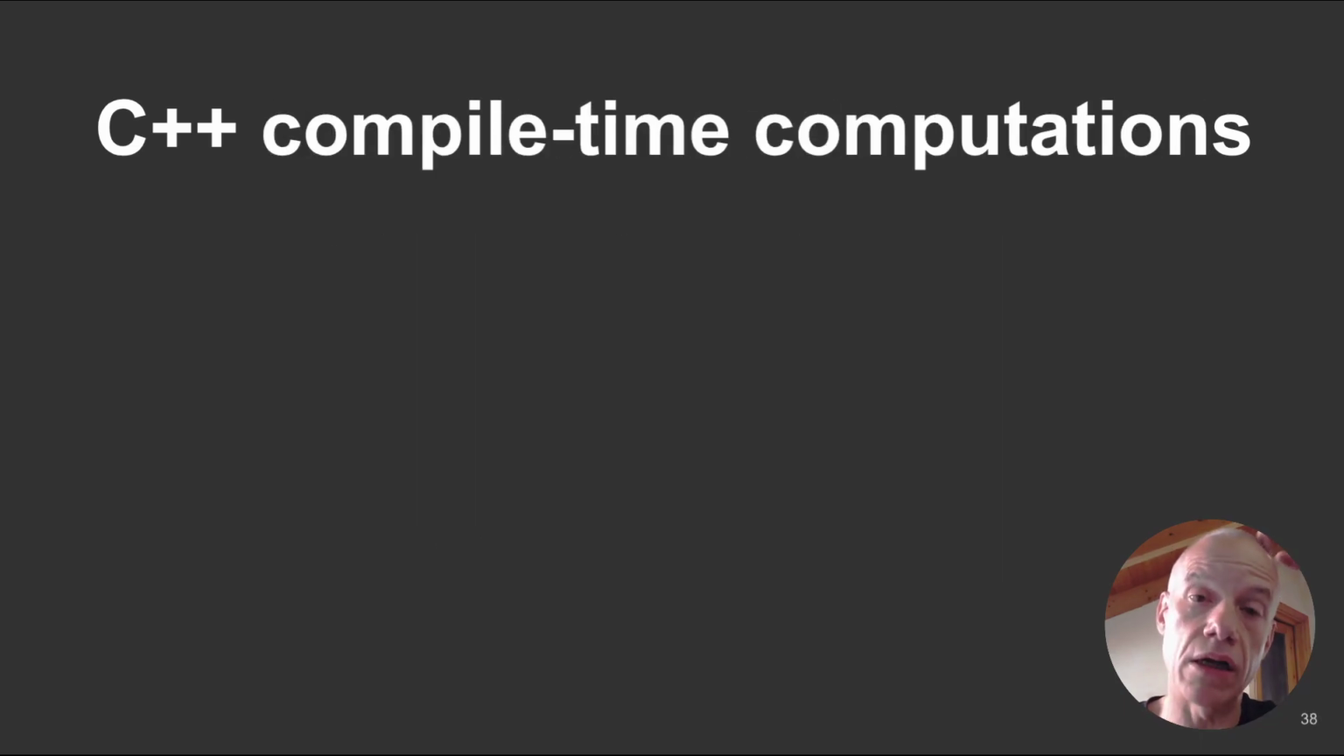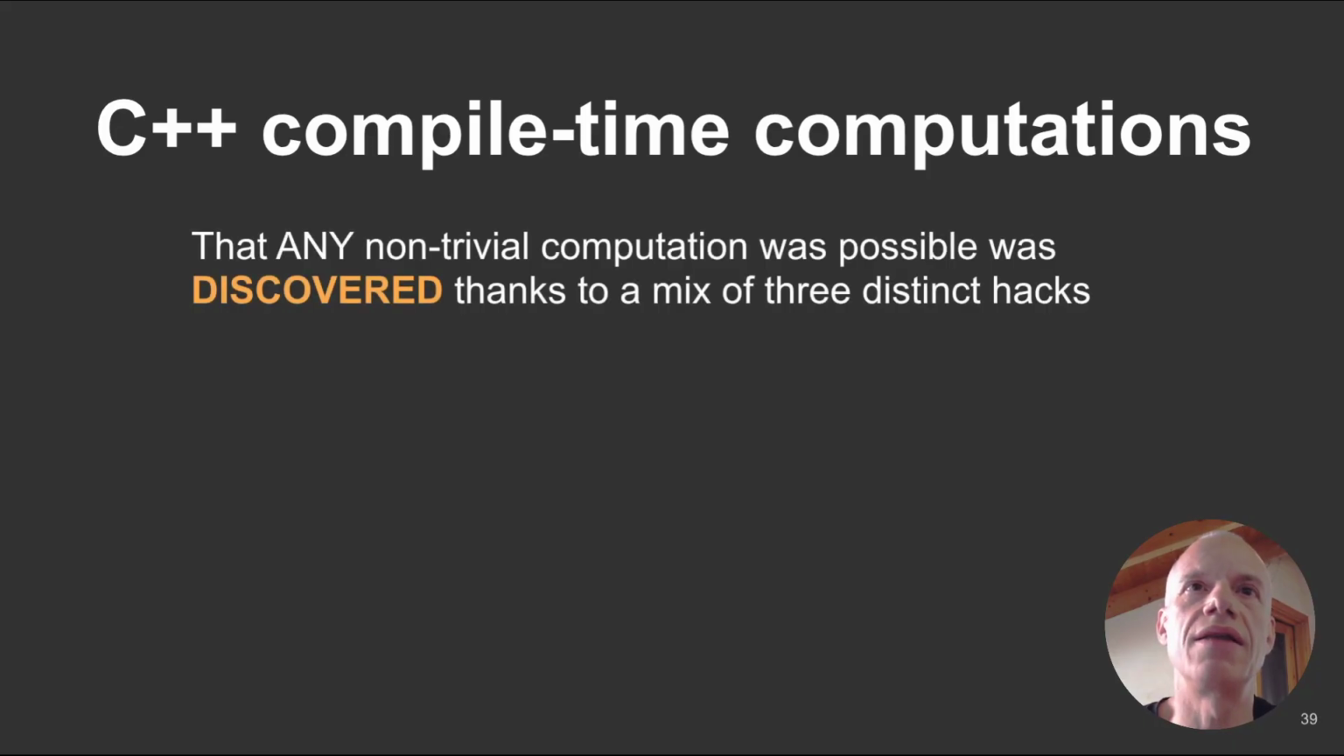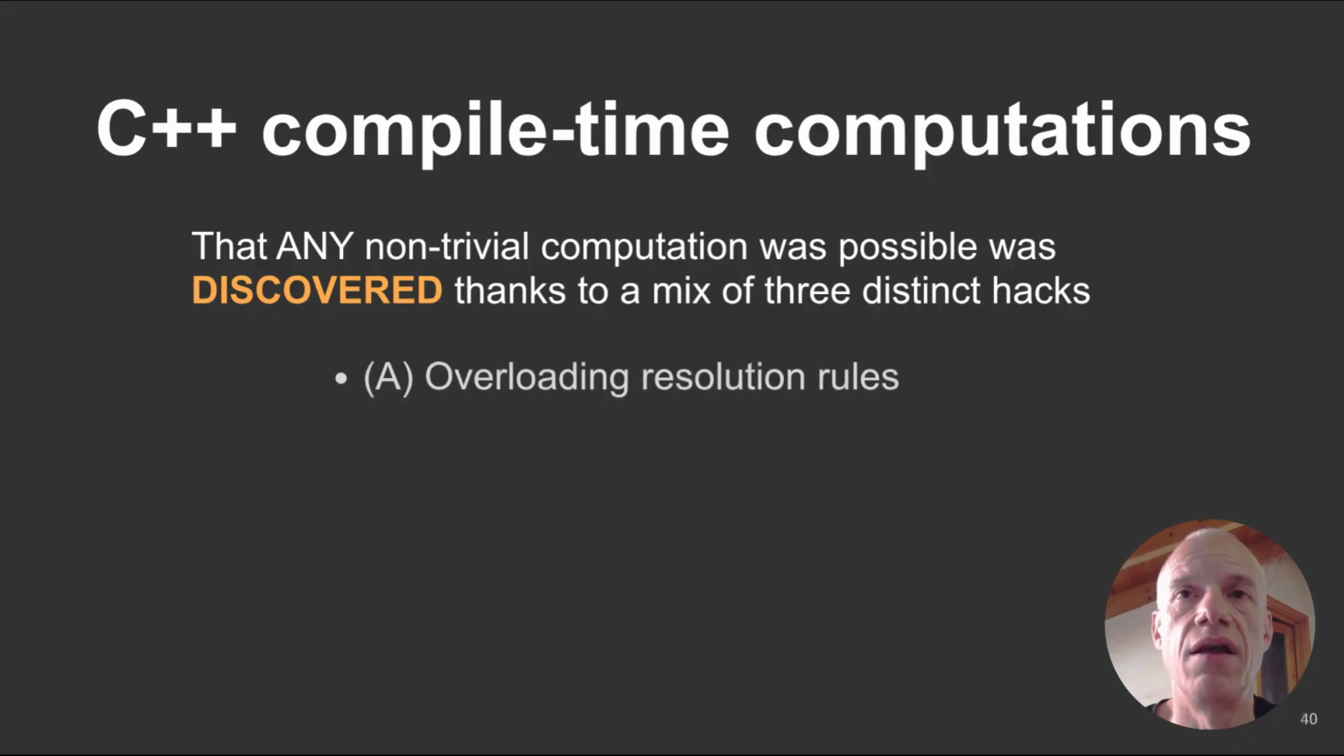And then we got the compile time computation. This is a very funny story, because that any non-trivial computation was actually possible is something that was discovered, was not designed, was not thought about in advance. It just happened to be possible because of three different hacks and the way they interact. First, there was overload, and more specifically, the overload resolution rules.